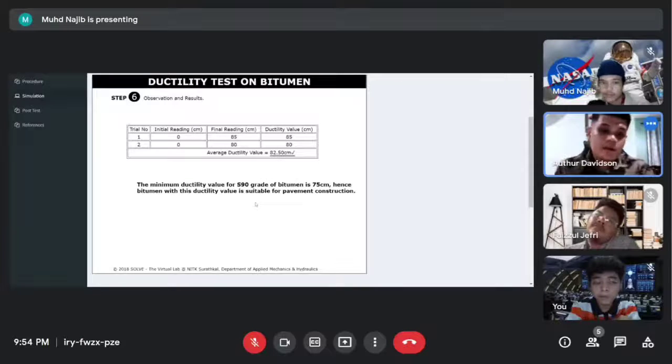For the conclusion, the minimum ductility value for S90 grade of bitumen is 75 centimeters. Hence, the bitumen with this ductility value is suitable for pavement construction. So I think that's all from our group. Thank you.